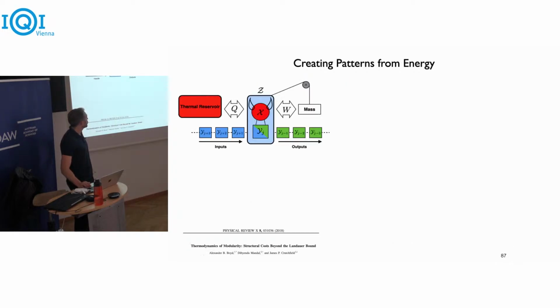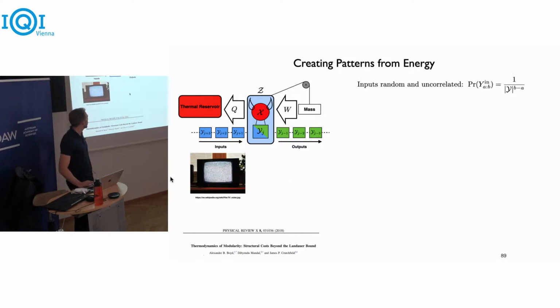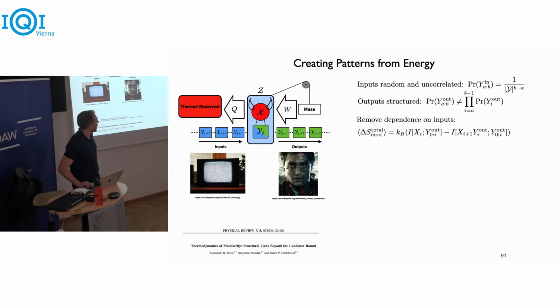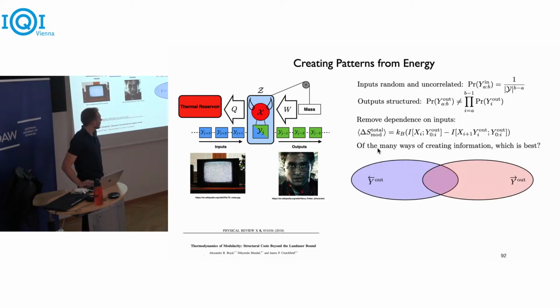So you can also flip the script and consider creating patterns from energy. So in this case, you're investing work, and in doing so, you're taking uncorrelated inputs, white noise inputs, and mapping them to something structured. And in that case, you remove dependence on the inputs because they're not correlated with anything. And we once again ask the question of the many ways of creating information, which is best?